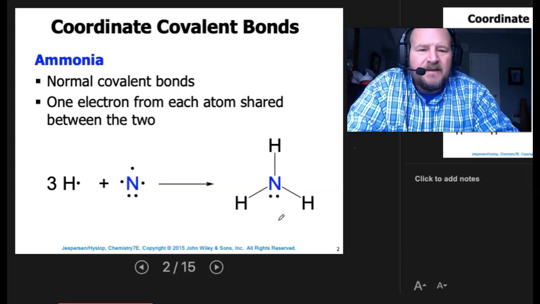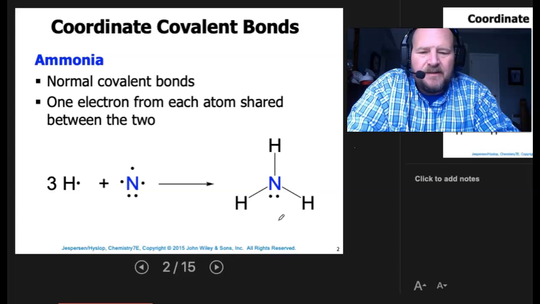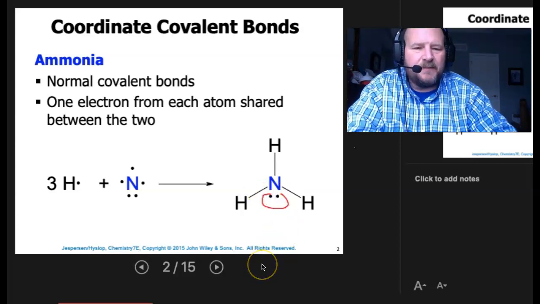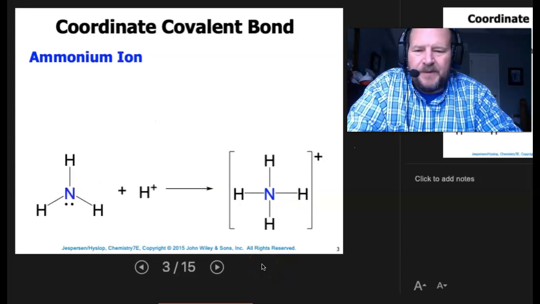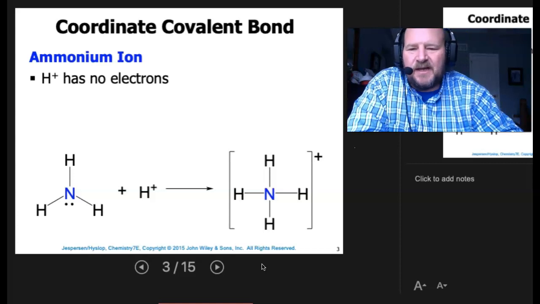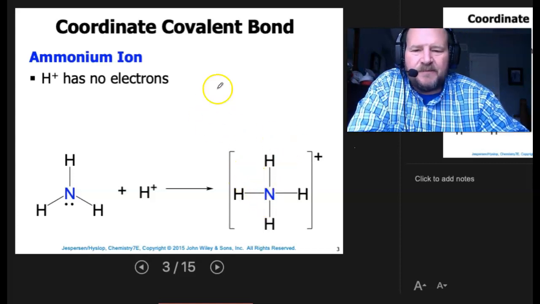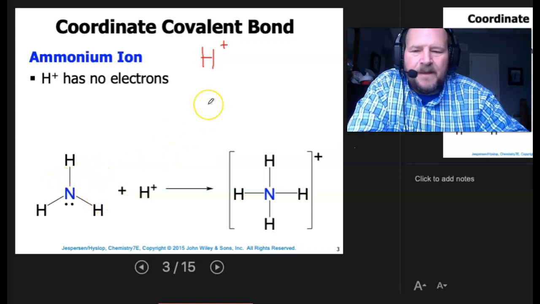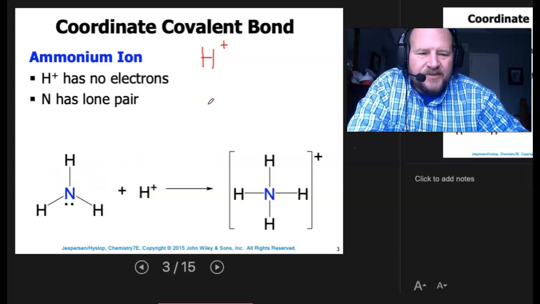Now, how does this fit into coordinate covalent bonding? Well, it's this lone pair right here. That's going to play a part in the coordinate covalent bond. So when we make ammonium, we'll notice that H plus has no electrons. We represent H plus as an acid. So if we mix an acid into solution with ammonia, ammonia we know is a base, and the lone pair on the nitrogen will accept that hydrogen.